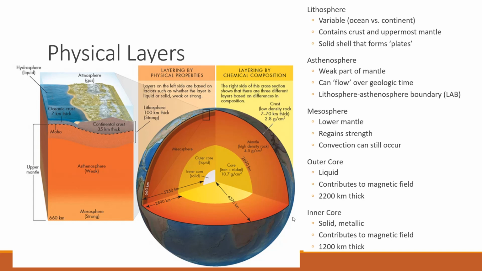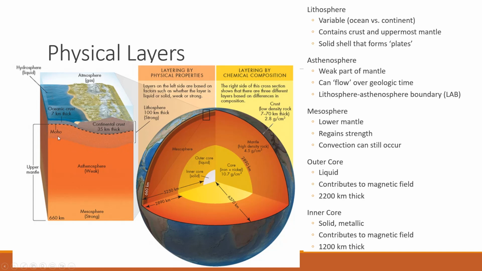So the boundary between the lithosphere and the asthenosphere is called the lithosphere-asthenosphere boundary, or the LAB, whereas the MOHO is the boundary between the crust and the mantle. So those are two different boundaries. They're in two different locations. So we see the MOHO here is going to be much shallower than the lithosphere-asthenosphere boundary.